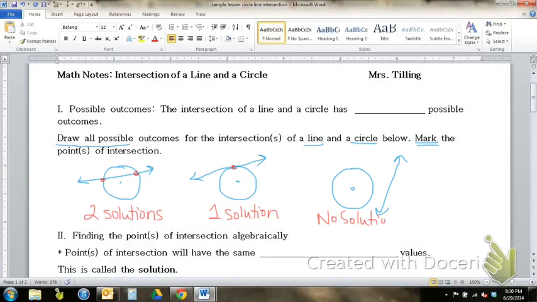answer. And I can't think of any other way to draw a straight line and a circle and to get them to either intersect or not intersect. So that would make my final answer for the possible outcomes 3. So there's 3 possible outcomes. Alright, so now that we see what they look like and how many types of possibilities there are, let's talk about how to actually find them.